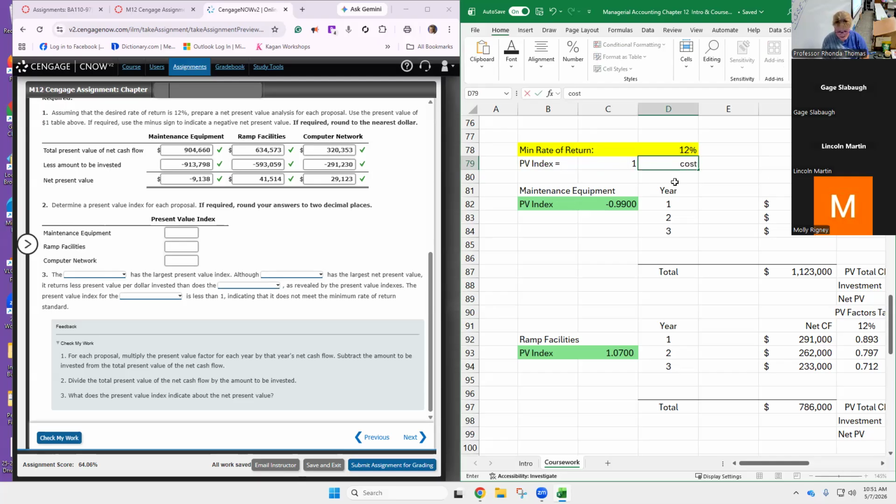Your cost equals your benefit, okay? And so you wouldn't usually want to do anything that wasn't at least an index of 1. Okay, I hope that makes some sense.